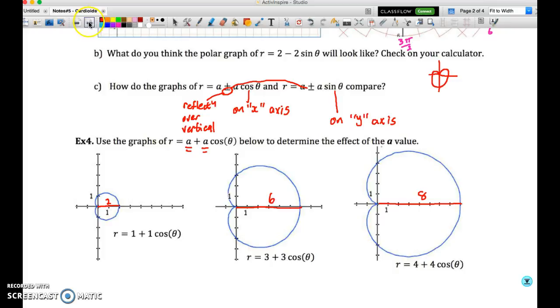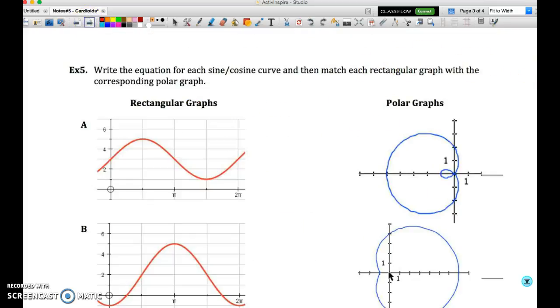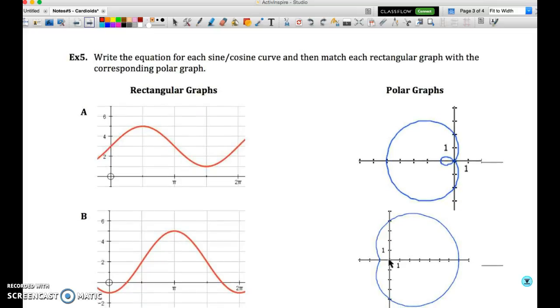Okay, now on the next part, we are going to give you a rectangular graph, which we're going to figure out the equation for, and what you're going to need to do is match it up to its corresponding polar graph.